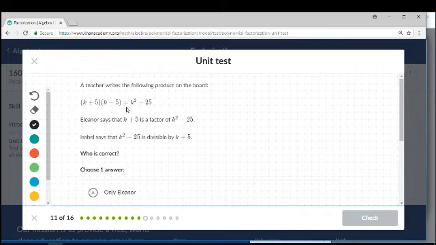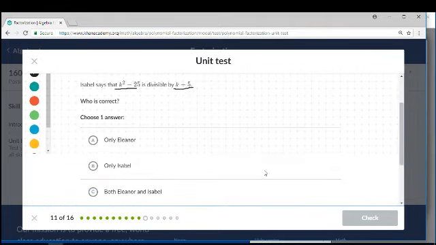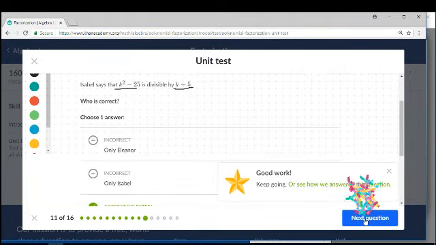So this is true. k plus 5 times k minus 5 is k squared minus 25. Eleanor says that k minus 5 is a factor, which is true. It is a factor. And it says k squared minus 25 is divisible by k plus 5. Well, that's true as well. So they're both right.